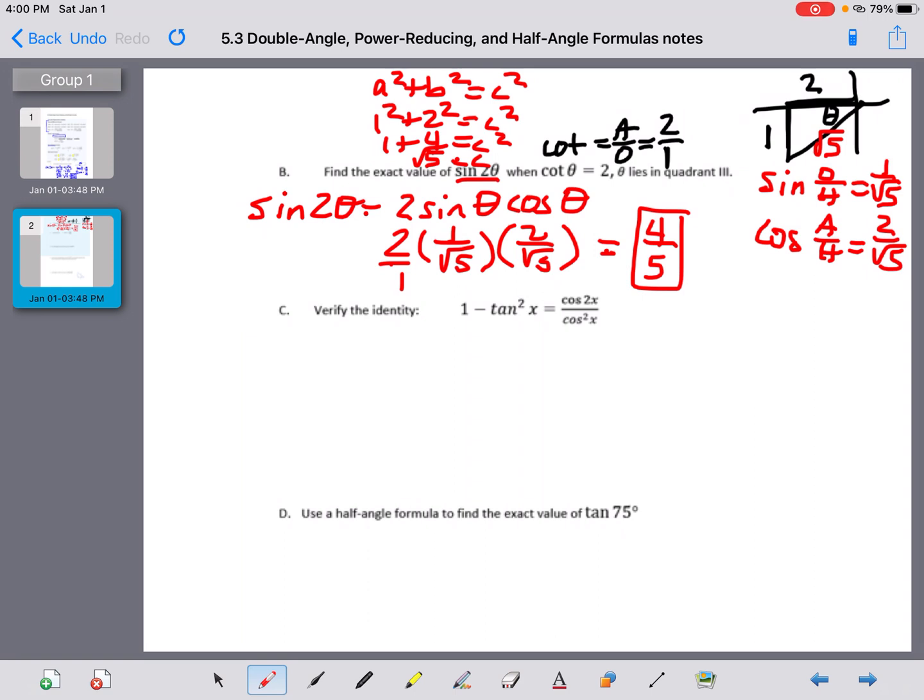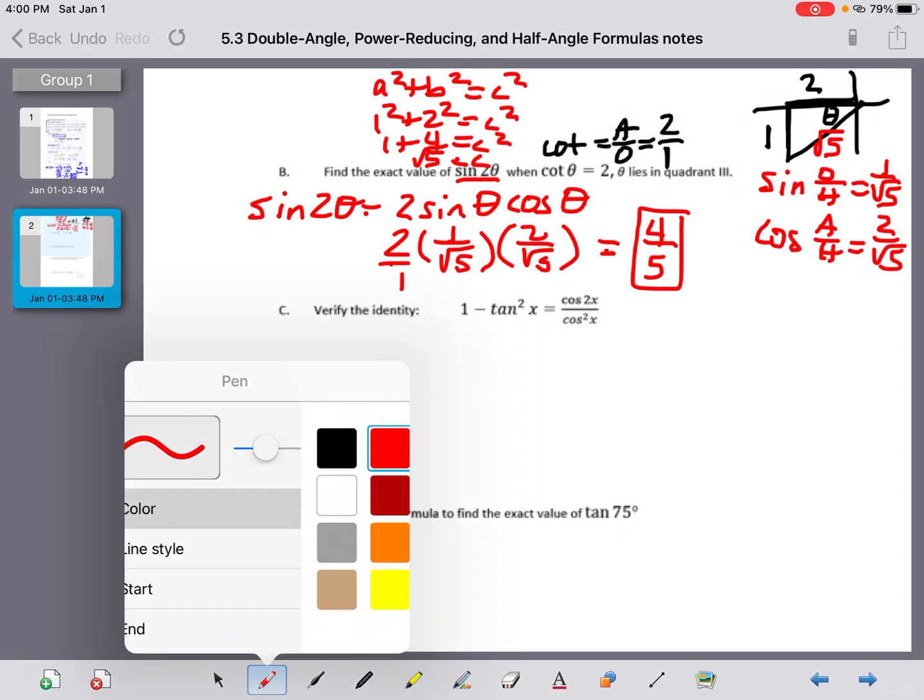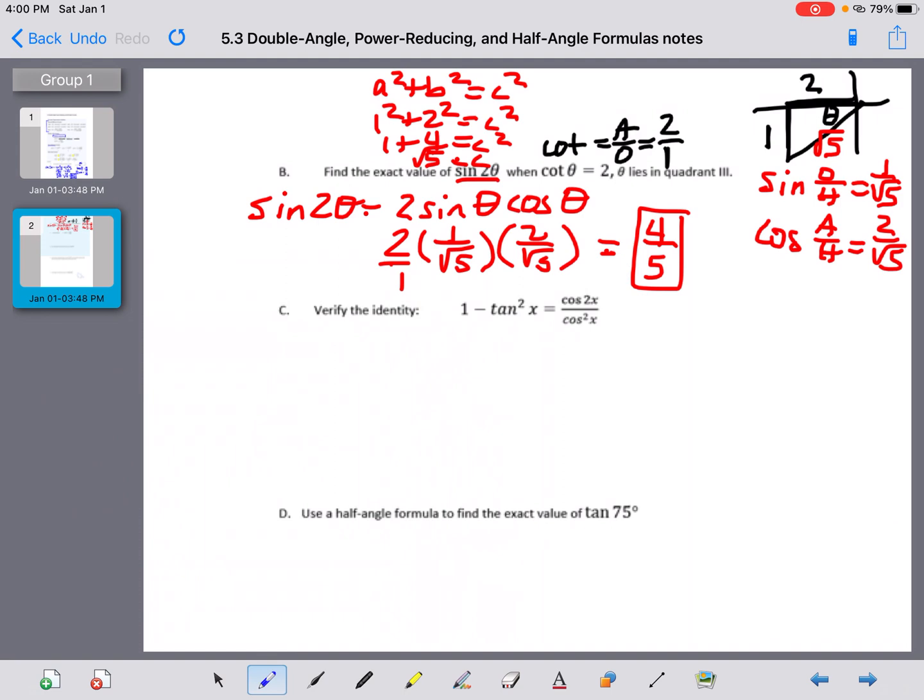All right, for C, I'm verifying my identity. Again, I need to choose which side. 1 minus tangent squared on the left, and cosine 2x over cosine squared x on the right. Big idea over here: I have a double angle. I have a squared on the right. I've got a mess on the left to get it all to squared. I think I'm going to work on the right and go from there.